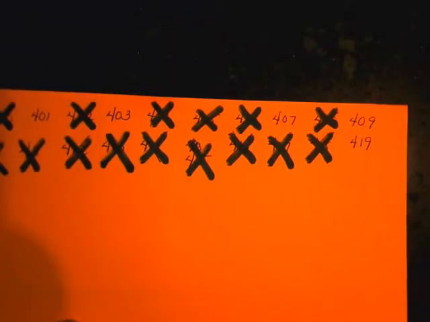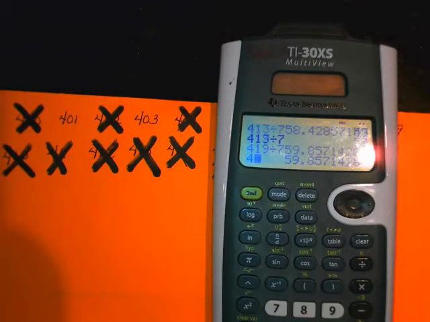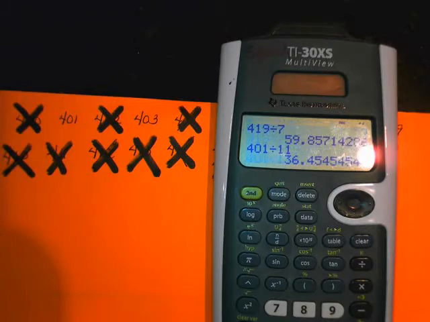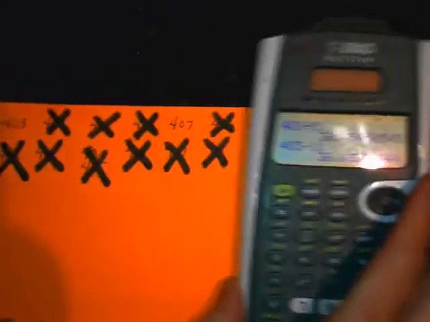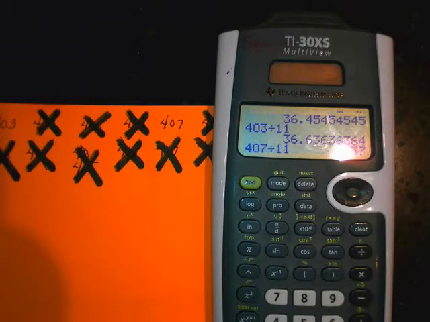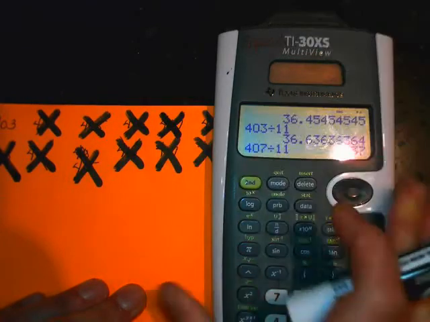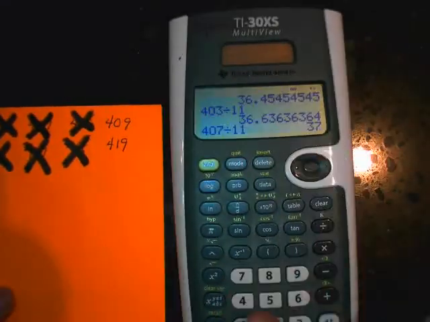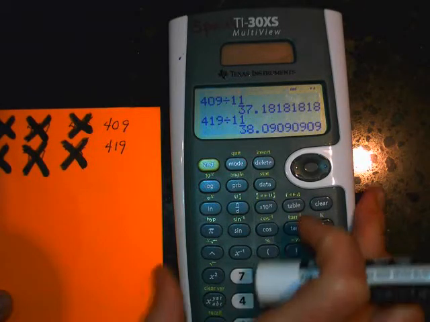Okay. So the next number we circled was 11. And then we're going to see if any of these are divisible by 11. Nope. Nope. There it is. 407 is divisible by 11. So that can't be prime. You can check the other two if you want to. I don't think they are, but okay.